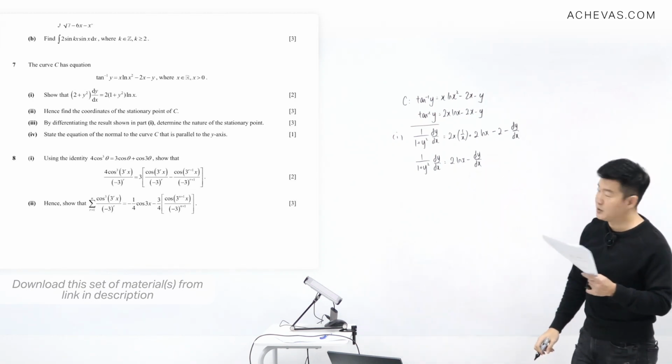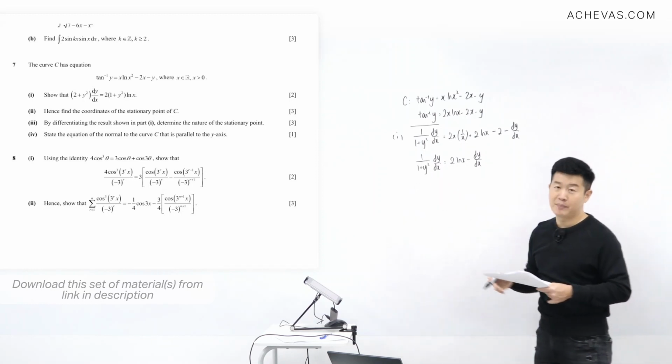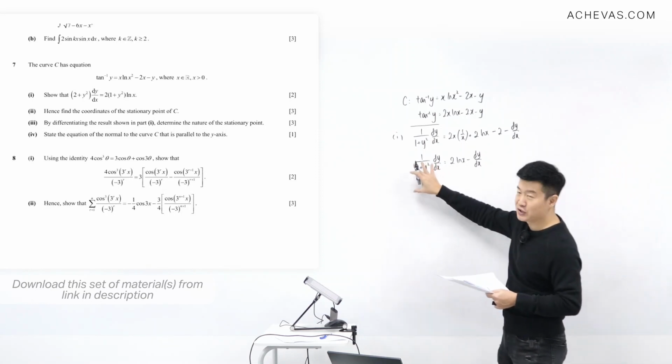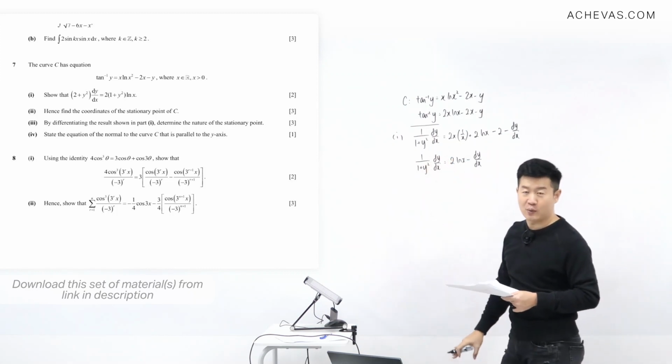According to what the question wants me to prove, I shouldn't be having a 1 plus y squared in the denominator as a coefficient here. So let me multiply this throughout by 1 plus y squared.